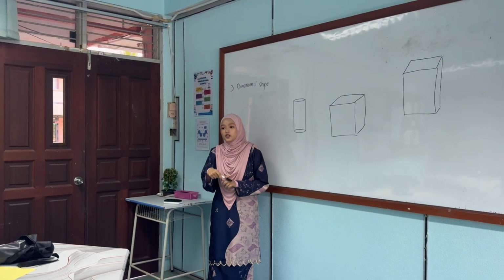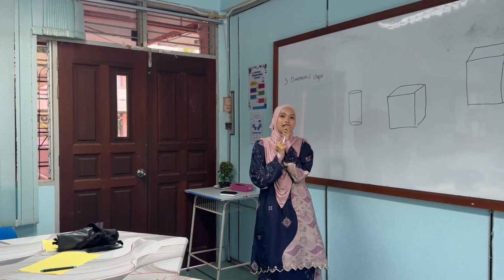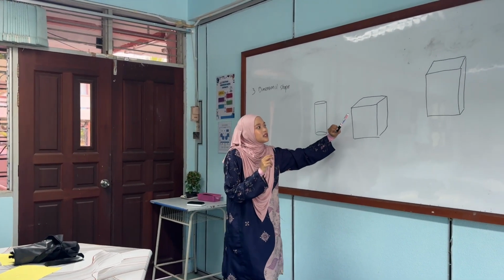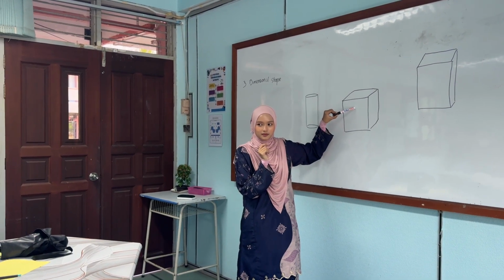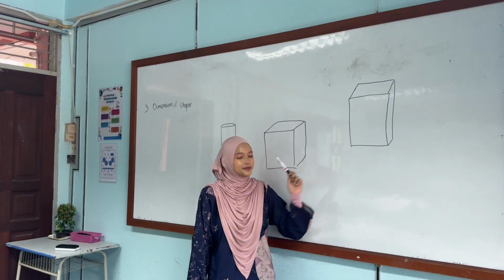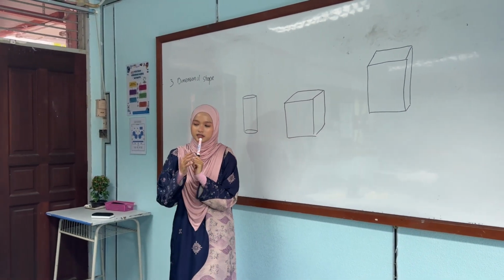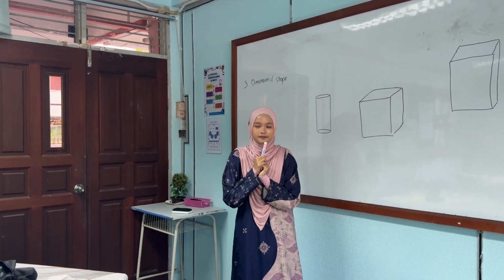Azwa, teacher wants to ask you what we learned yesterday. We learned about the names of three-dimensional shapes. Okay, so teacher wants to ask you, what is this shape's name? As I remember, it is cuboid. No, that is cube. No Azwa. Teacher, actually, I don't remember the name. I cannot remember the name because I saw the pattern is very similar. I see.